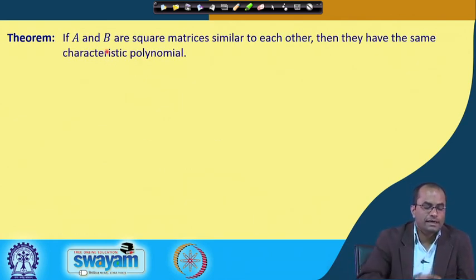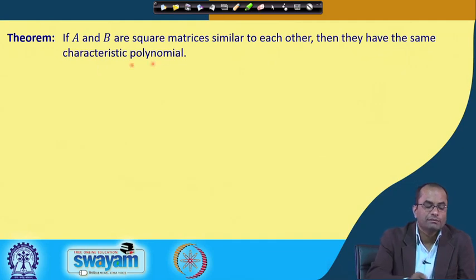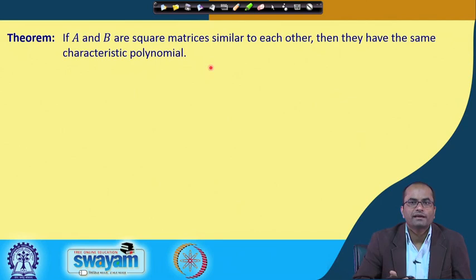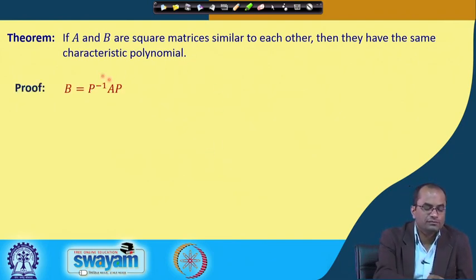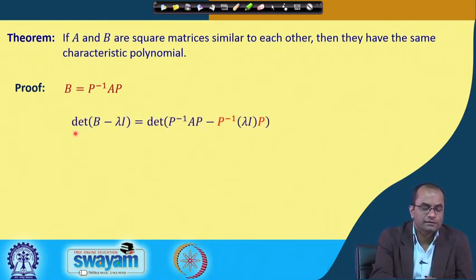Another result, which we have seen already in the first result: if A and B are square similar matrices, then they have the same characteristic polynomial. Eventually we have seen already that they have the same eigenvalues, so having the same eigenvalues means the same characteristic polynomial, but this is just another way of looking at it. We take B equal to P inverse A P, and then take the determinant of B minus lambda I, the characteristic polynomial of B.